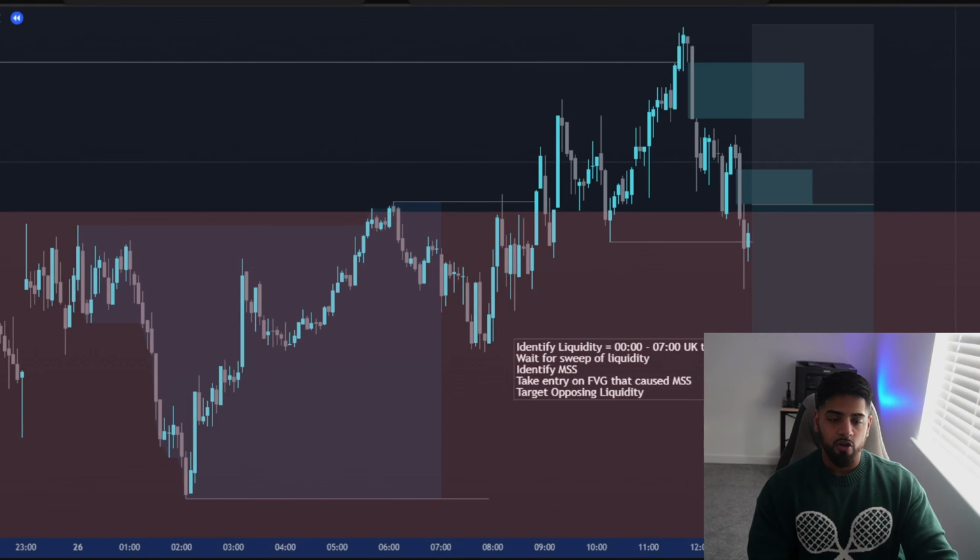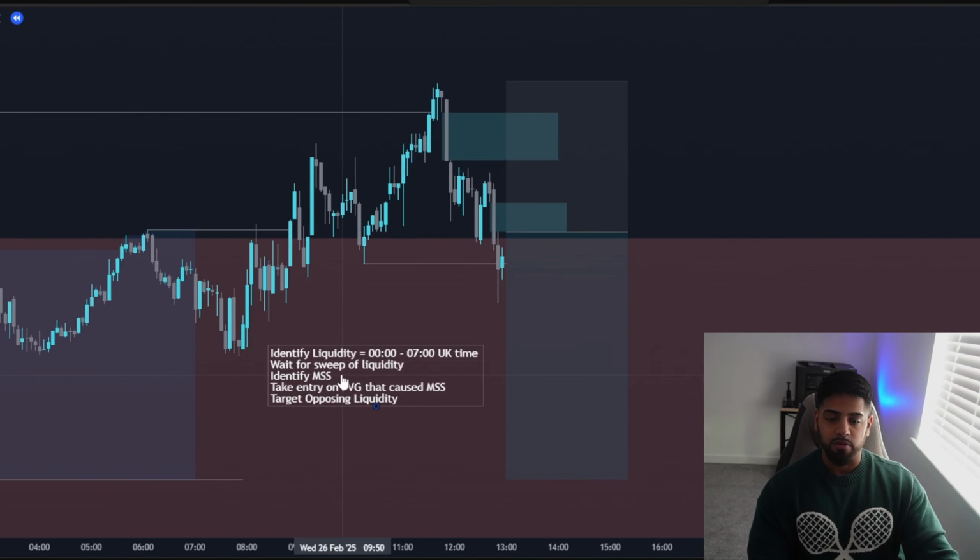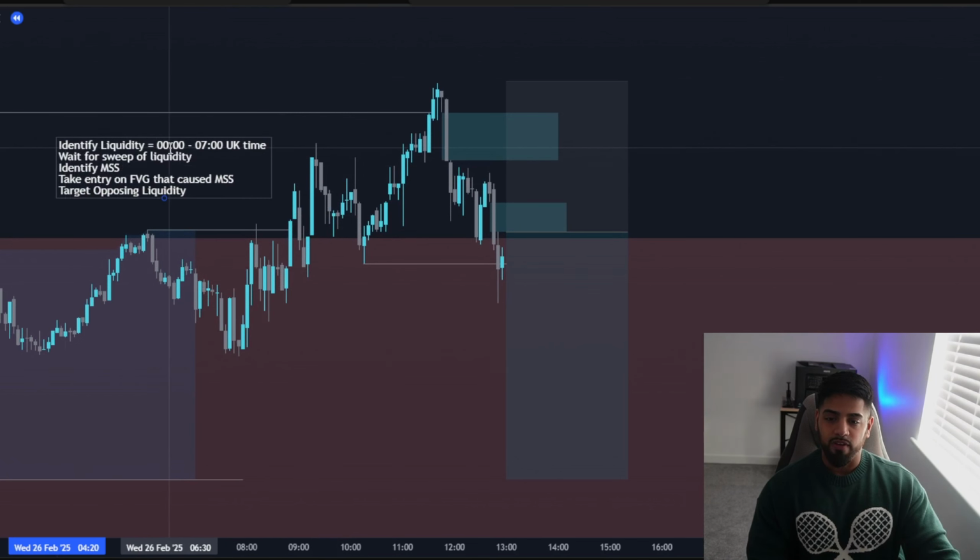So now let's go over everything that we've done inside of this checklist to see how we framed up this trade. Well, number one, we've identified the zones between midnight and 7 a.m.